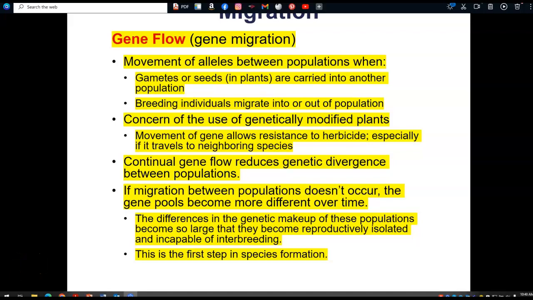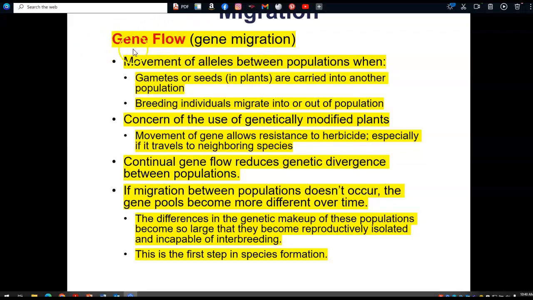This is the second recording of the Chapter 16 lecture notes, and I believe we left off with this slide, which is slide 14, talking about migration of organisms into and out of a population.